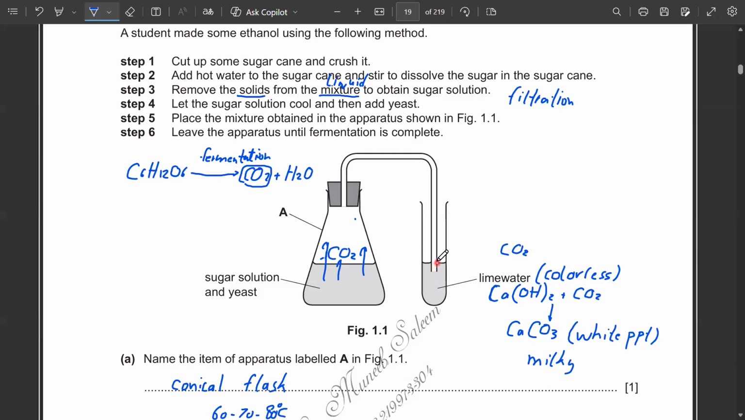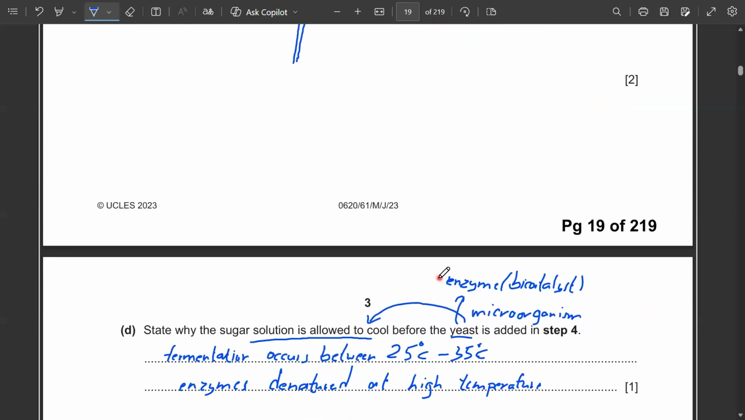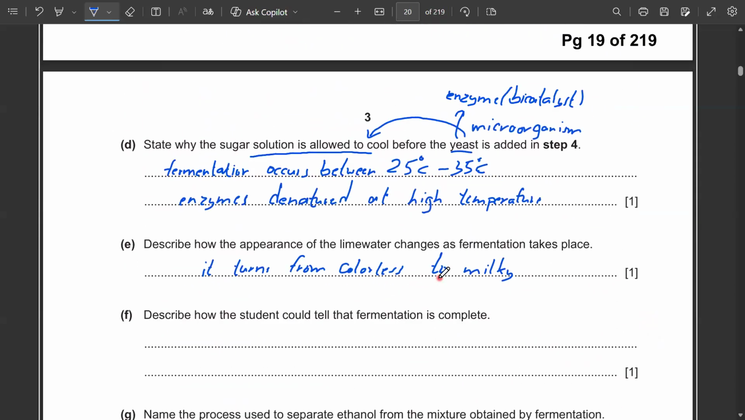So if you replace this test tube with another lime water and it does not turn milky, or there are no bubbles formed in the test tube, we can tell that the reaction has stopped. So you will write, no more bubbles produced.